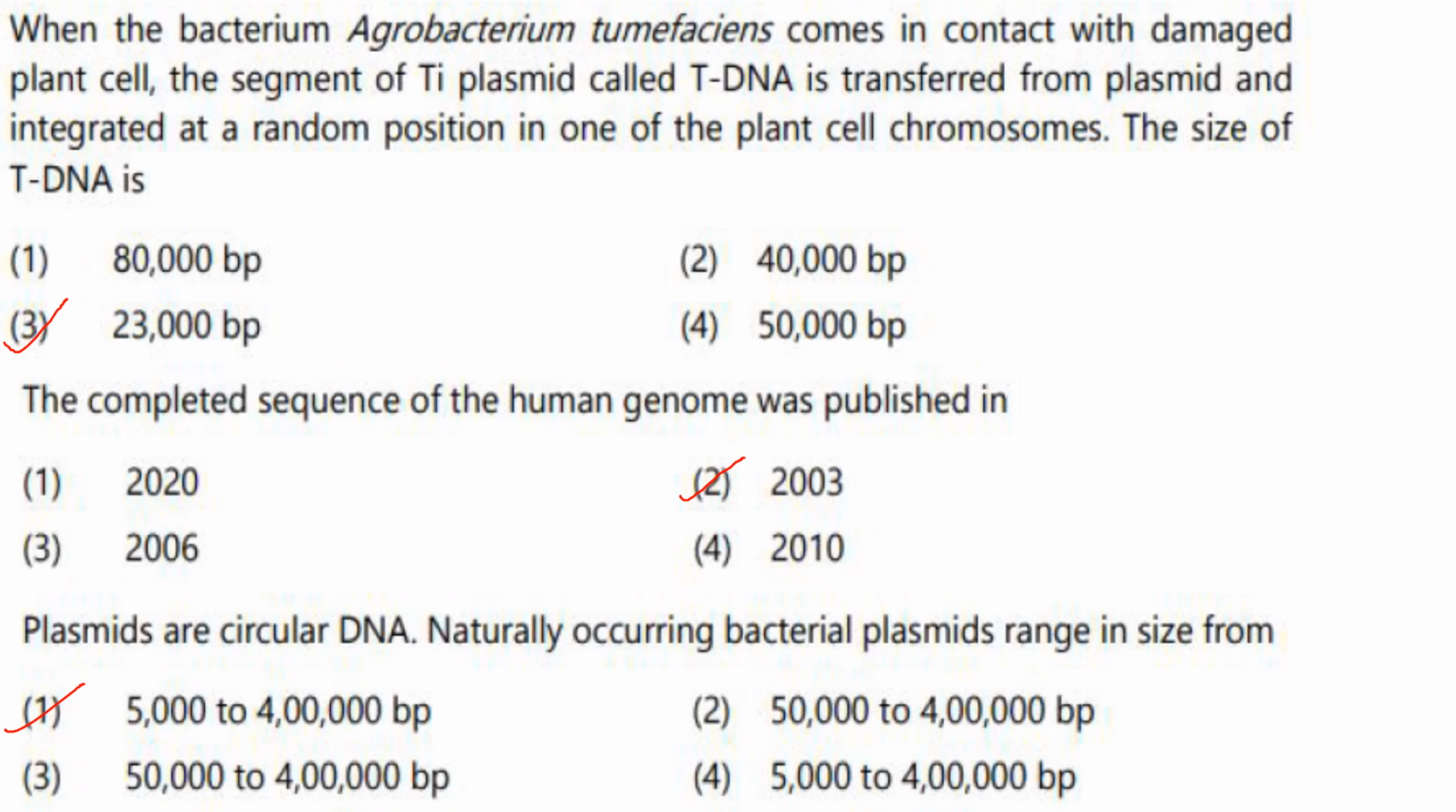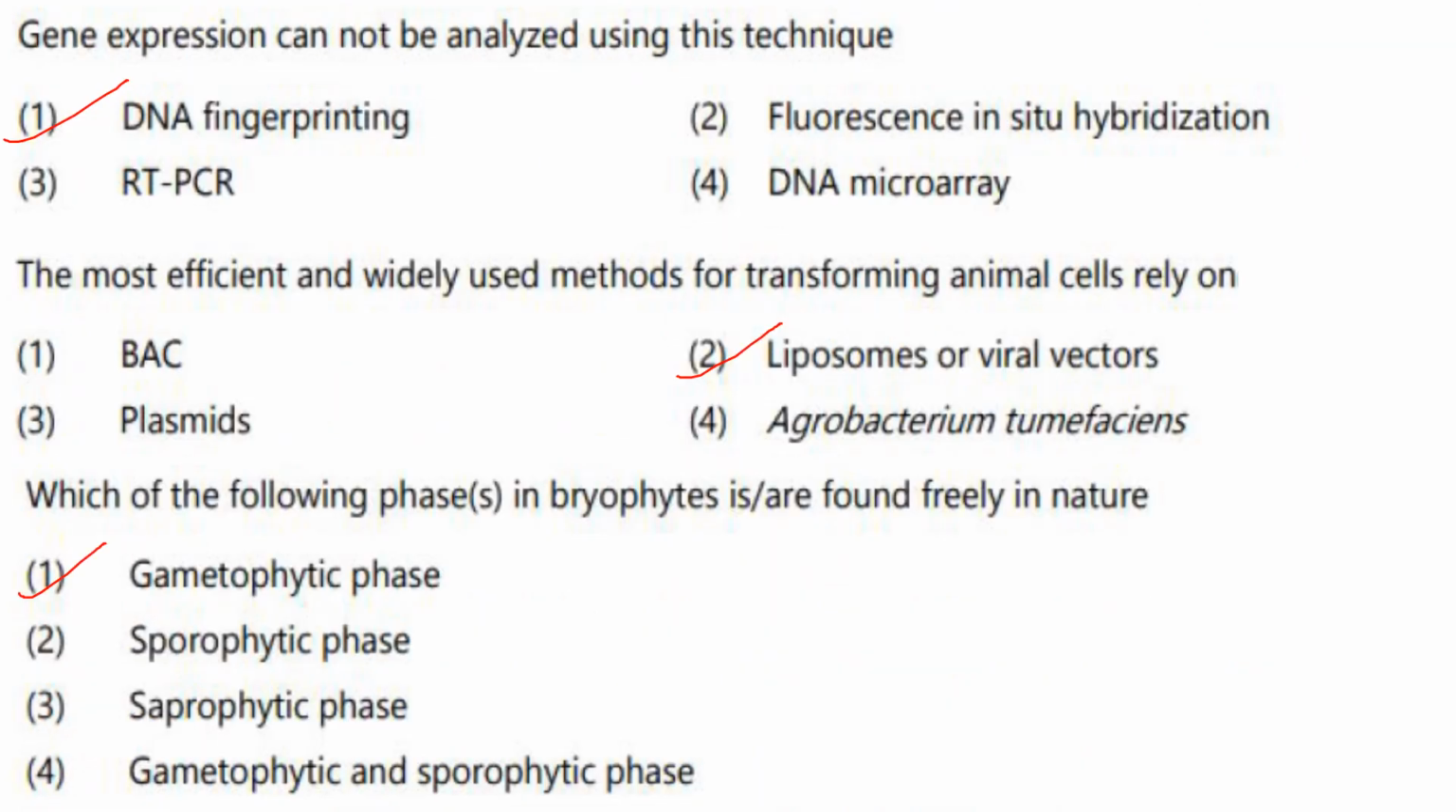The completed sequence of the human genome was published in 2003. Then next one. Plasmids are circular DNA, of course. Naturally occurring bacterial plasmids range in size from 5,000 to 4 lakh base pairs. Answer is option 1.